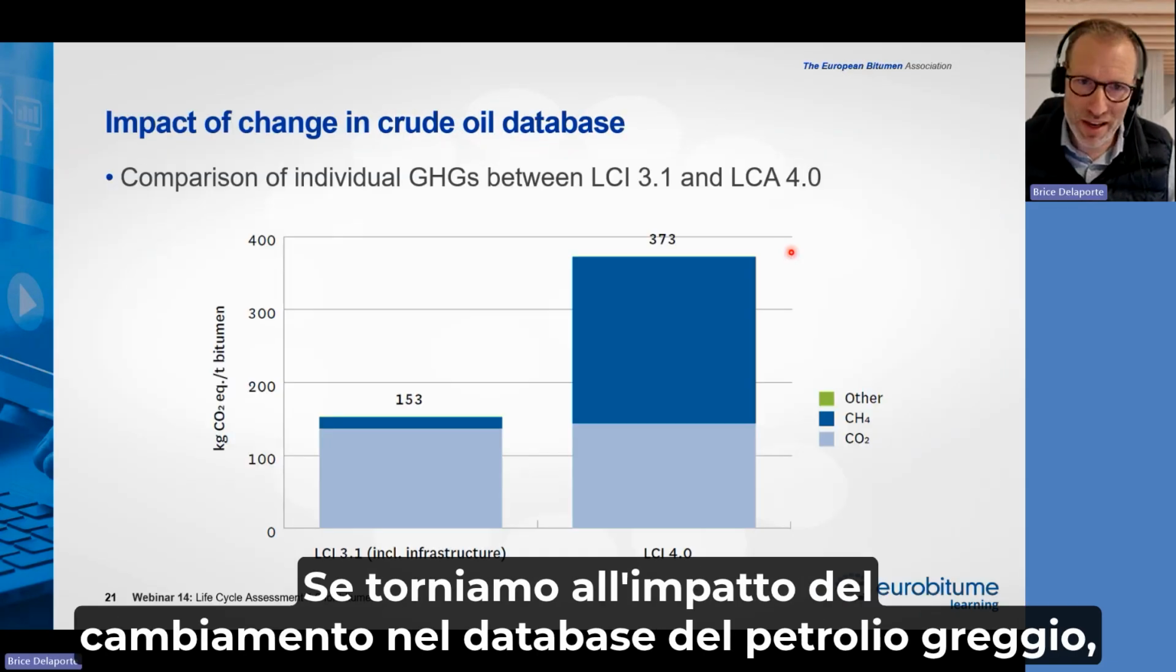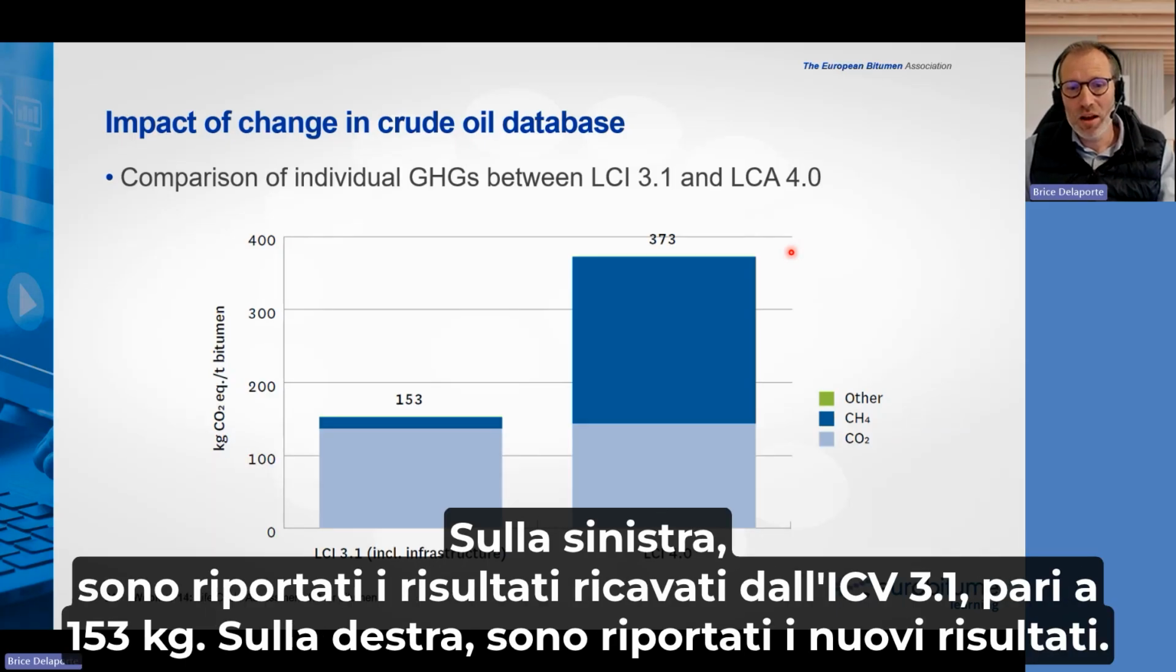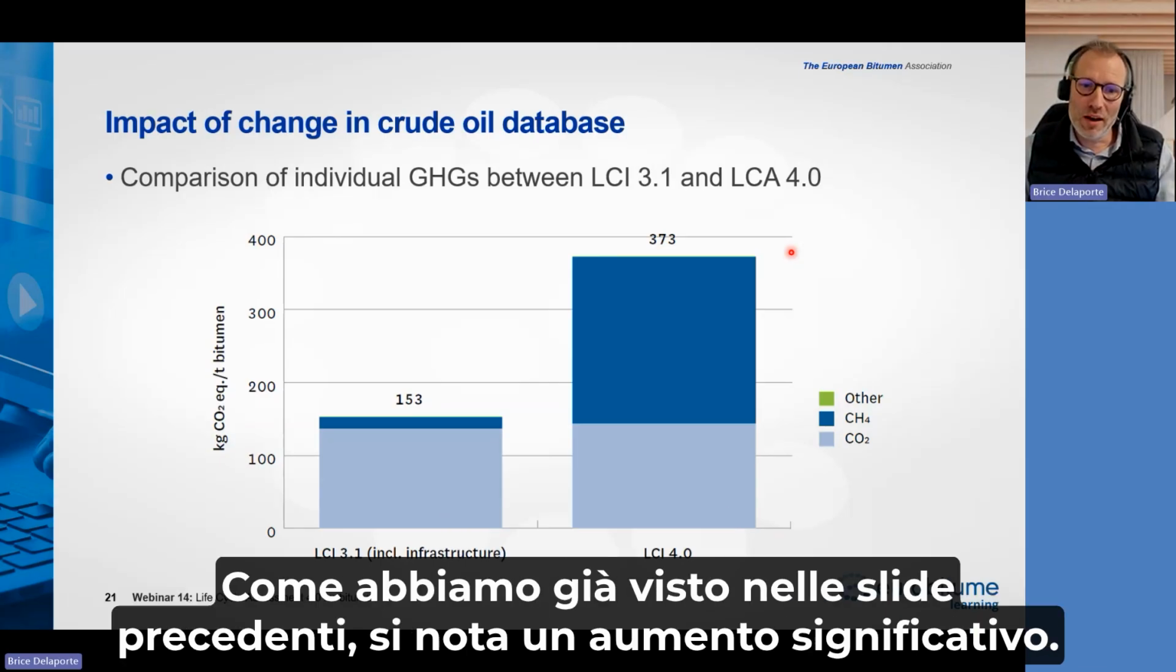So if we come back to the impact of the crude oil database change, on this chart, you have the crude oil production stage in terms of carbon intensity, carbon footprint, expressed once again in kilograms of CO2 equivalent per ton of bitumen. On the left part, you have the results taken from the LCA 3.1, so 153 kilograms. And on the right part, you have the new result. So as we already observed in the previous slides, we observed a significant increase.